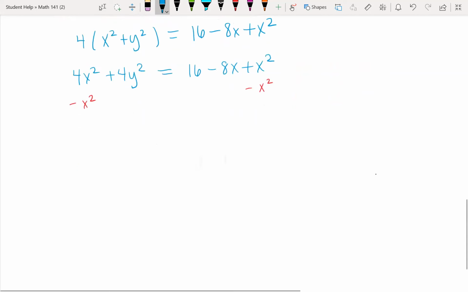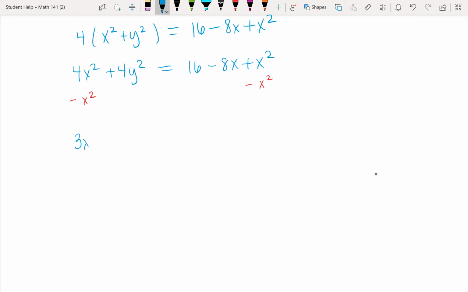So I'm going to have 3x squared plus 8x. I'm going to move everything to the left. Plus 4y squared minus 16 equals 0. Because both x and y are squared and have positive coefficients, I know that this is an ellipse. We saw that when we did this example before in polar.